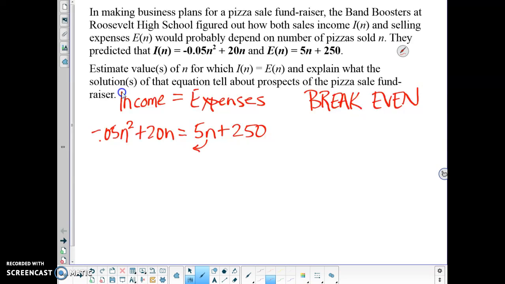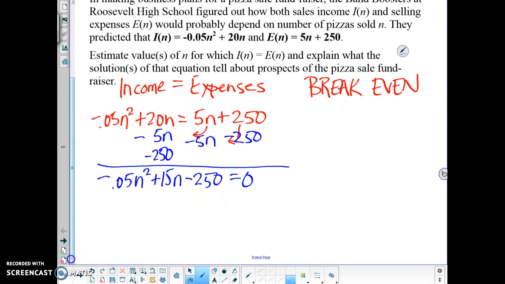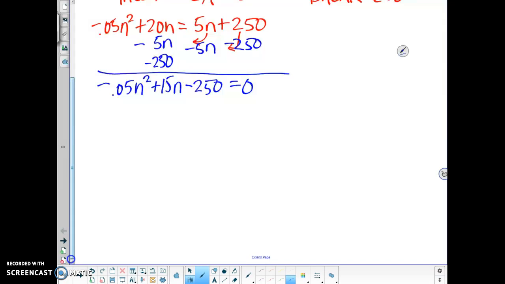So I'm going to move this and move this by subtracting 5N and subtracting 250. From the like terms on this side, I'm going to subtract 5N here, but there's no constant over here to subtract the 250 from, so that's going to have to be separate. So my new equation is negative 0.05 N squared plus 15N minus 250 equals 0. And this is where I can now use my quadratic formula. This is not going to be a factorable equation.